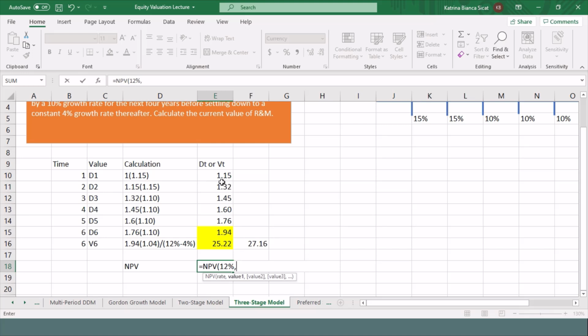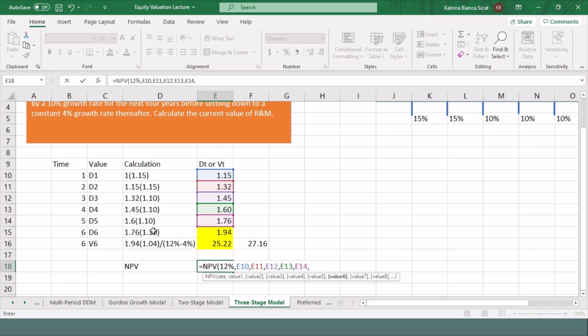And then, isa-isahin lang natin from year 1 to year 6 yung ating mga present value, or we call this the cash flows. So, 1.15, 1.32, 1.45, 1.6. This is for year 4. And then for year 5, it's 1.76.